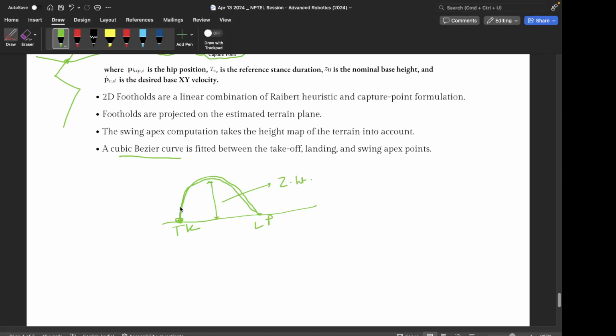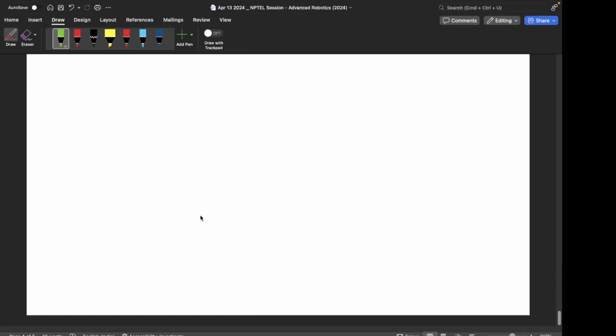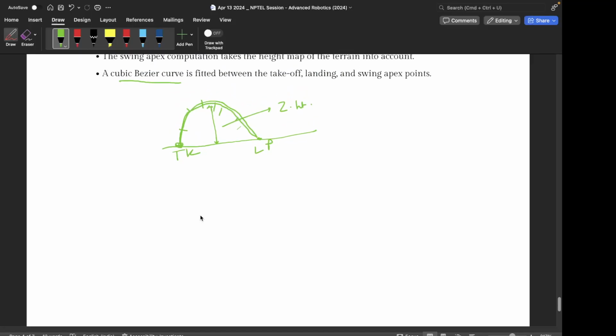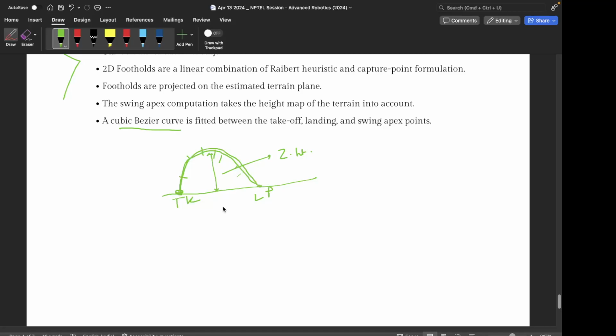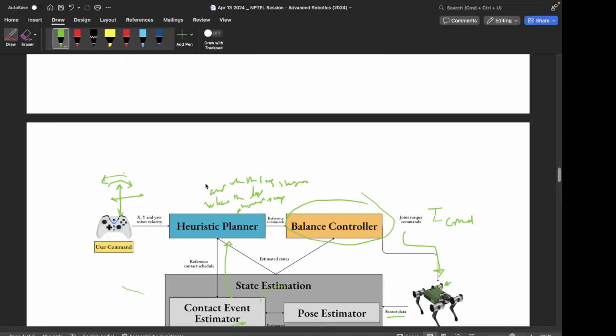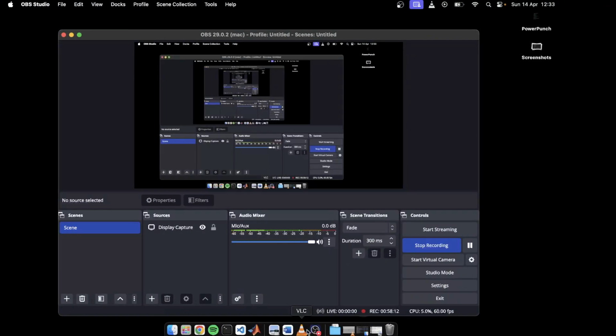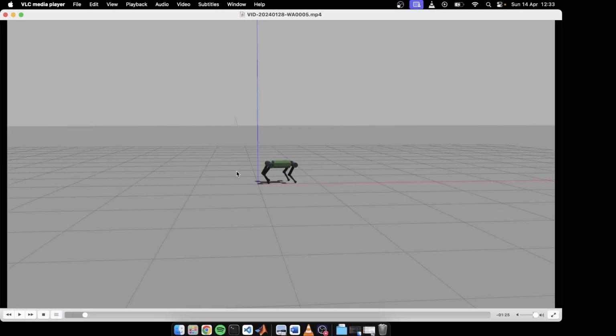So once we know this trajectory, we can sample points on these trajectories and accordingly do inverse kinematics to get the joint angle trajectory for that swing leg, right? So this is how the planner works. Now I will just quickly show a clip of a simulation which is basically putting everything that is there in this block, the planner, the control and the estimation, and making the robot move around.